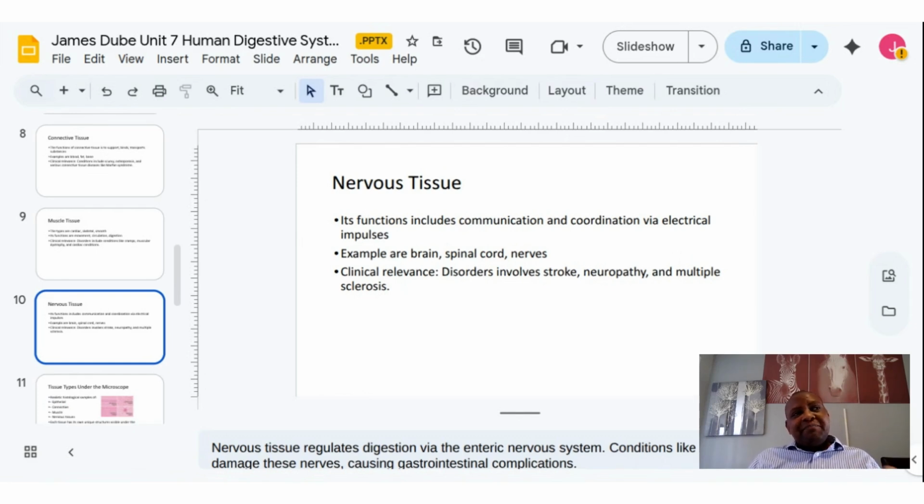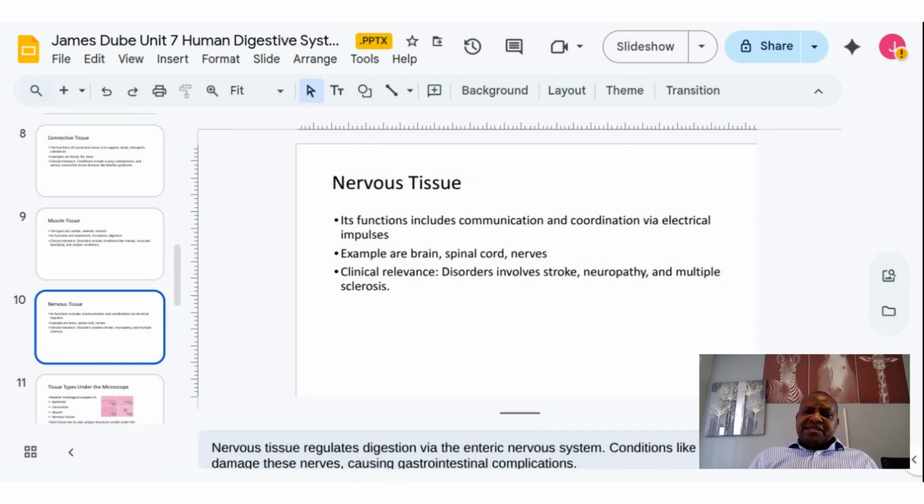And any disorder can happen if these tissues are not taken care of. That's when we see people have conditions like strokes, neuropathy. We talk of the common one, peripheral neuropathy, then multiple sclerosis. They all happen when this part is not addressed well. My next slide is going to give us a graphic.